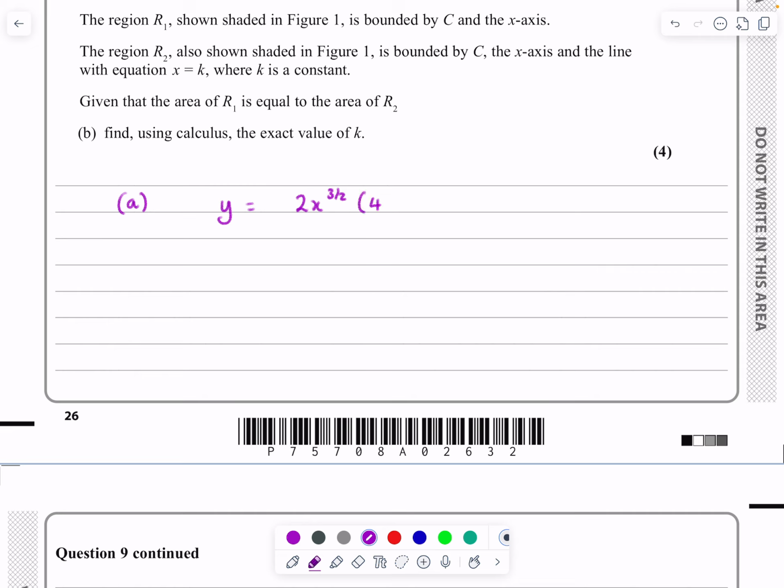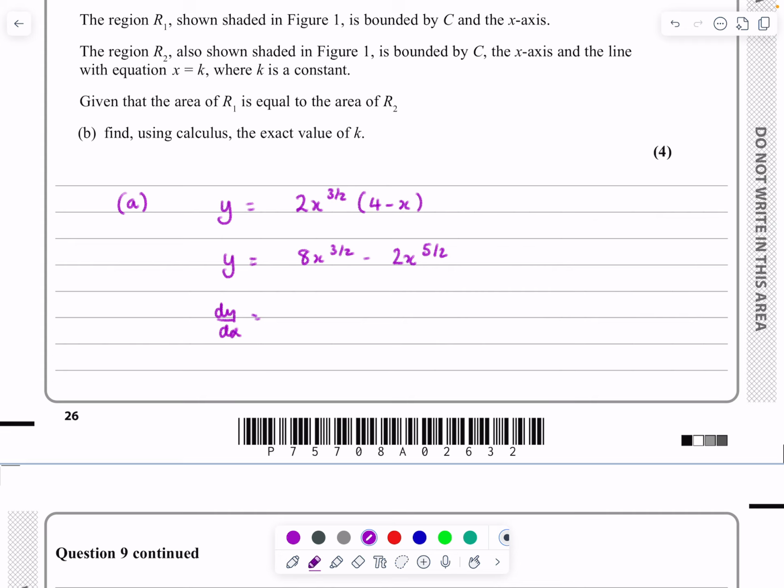of 3 over 2, 4 minus x there. So if I multiply that out, I'm going to get y equals 8x to the power of 3 over 2 minus 2x to the power of 5 over 2. And if I want to find stationary points, I'm going to differentiate and put equal to 0. Let's do that.